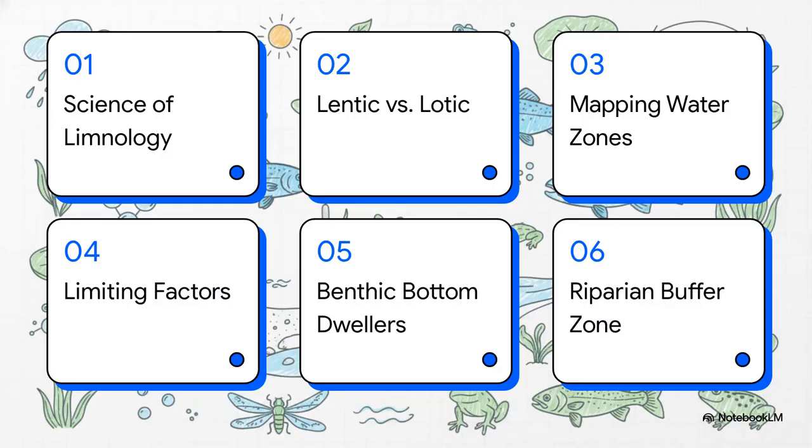So, here's our diving itinerary for today. We'll start with the science of limnology, compare lentic and lotic habitats, map out the water zones, look at limiting factors for life, meet the benthic bottom dwellers, and finally, check out the riparian buffer zone.